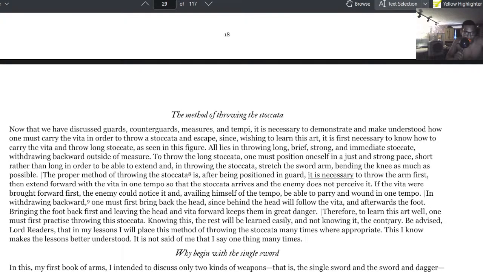Therefore, learn this art well. One must first practice throwing the stoccata. Knowing this, the rest will be learned easily, and not knowing it, the contrary. Be advised, Lord readers, that in my lessons, I will place this method of throwing the stoccata many times where appropriate. This, I know, makes the lessons better understood. It is not said of me that I say one thing many times.